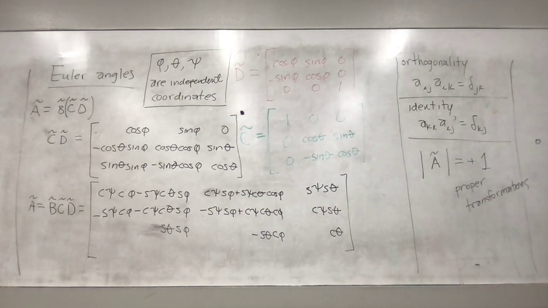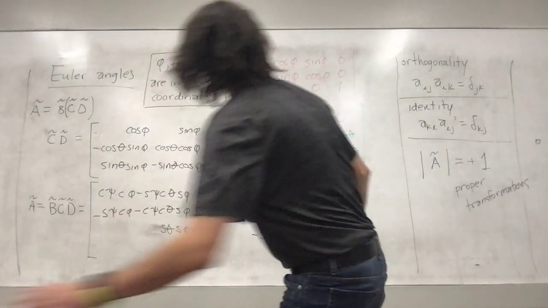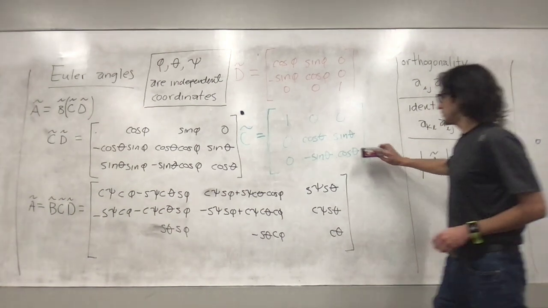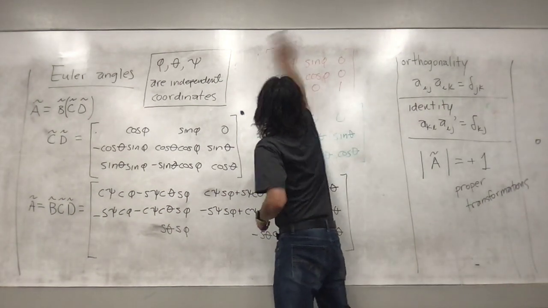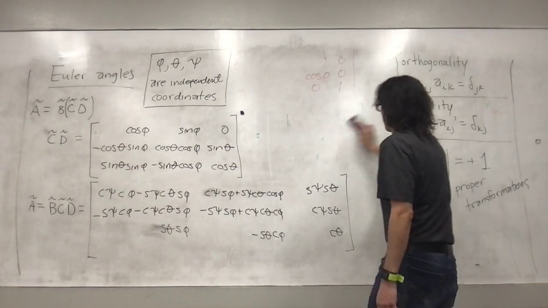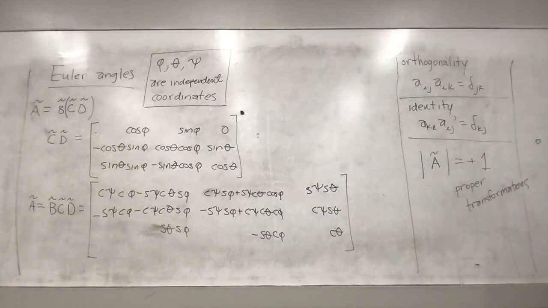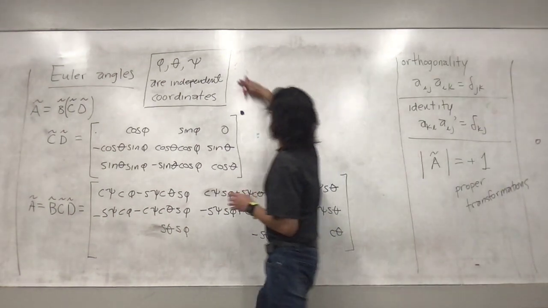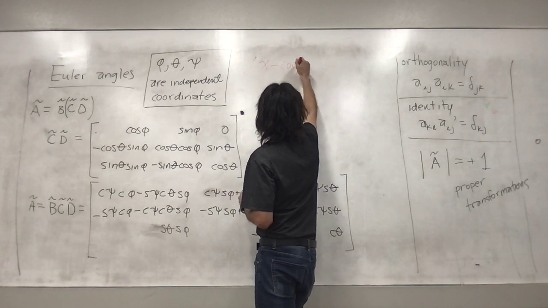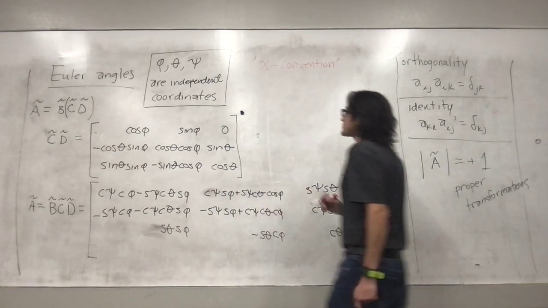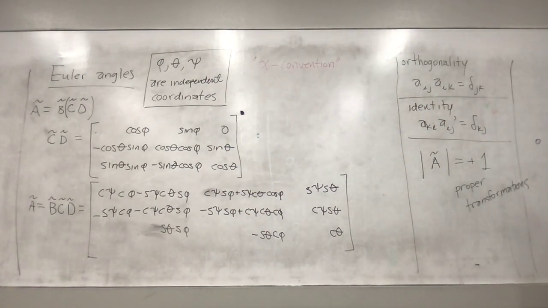So, definitely more options than left and right, the other way around. And different communities, I guess, use different conventions. So this one, the one that I showed over here, is called the X convention. It is the one that is used pretty much exclusively in celestial mechanics.